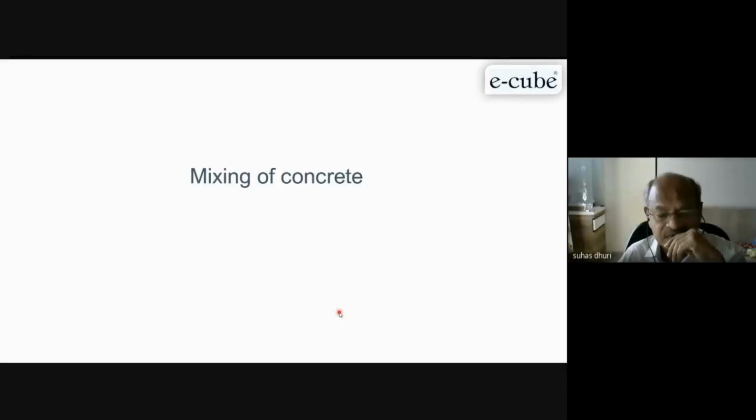I'm using the word optimized because you'll find if you change the mixer itself with the same ingredients, the performance is totally different with respect to fresh concrete properties as well as final strength levels. So mixing of concrete is very important. We have to understand and find out the optimum mixing time for the concrete. There is no standardized time for all mix proportions we are going to use.